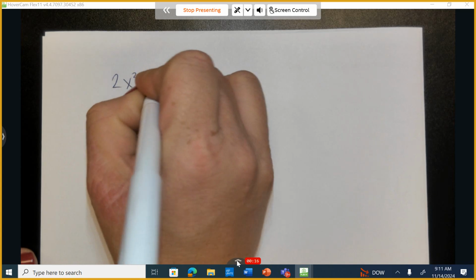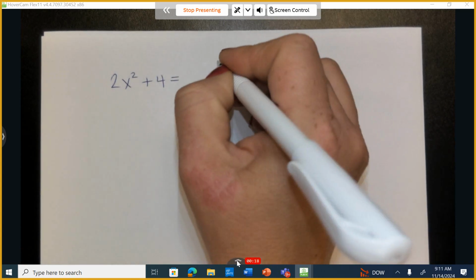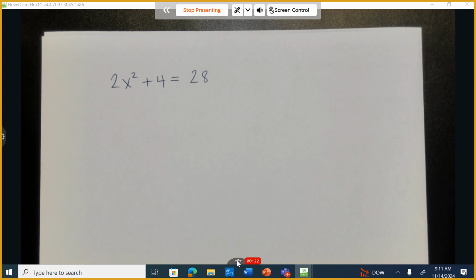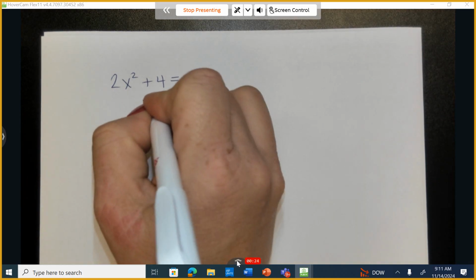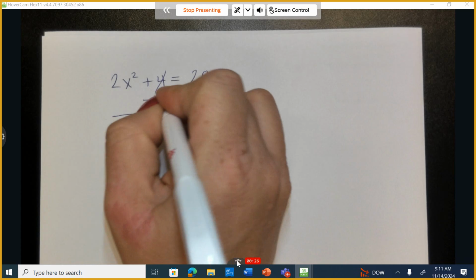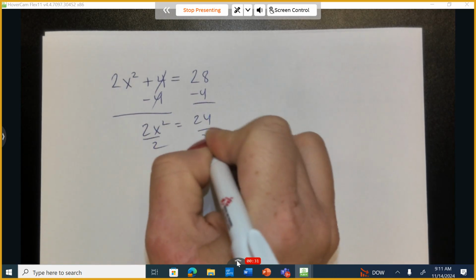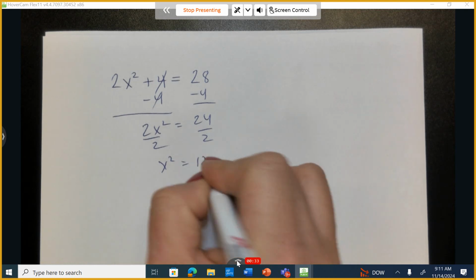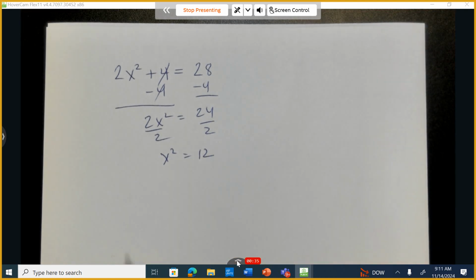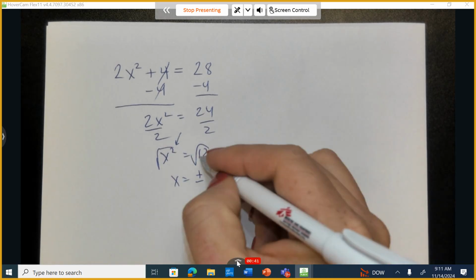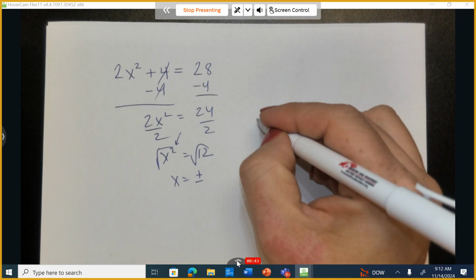2x squared plus 4 equals 28. So if you were going to solve this simple two-step equation, we'd start by subtracting 4 from both sides. Simple enough. And we're going to divide by 2, and we get x squared equals 12. Now, what we talked about yesterday was this tells us we're going to have two answers. And we achieve those answers with plus or minus, but we can't leave it as the square root of 12.